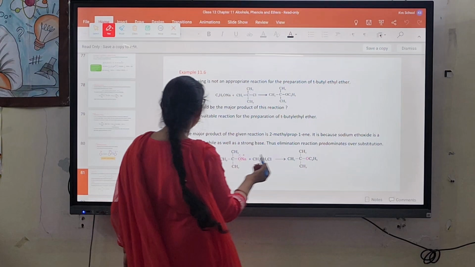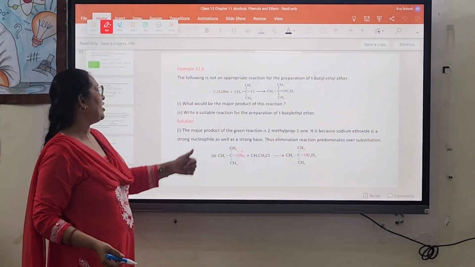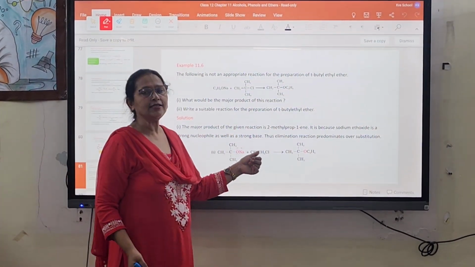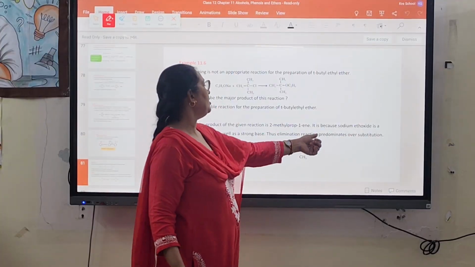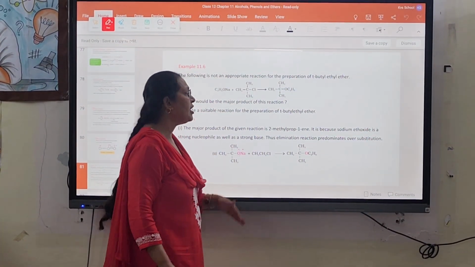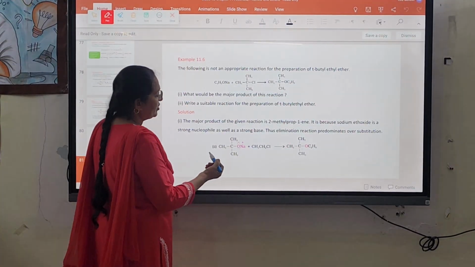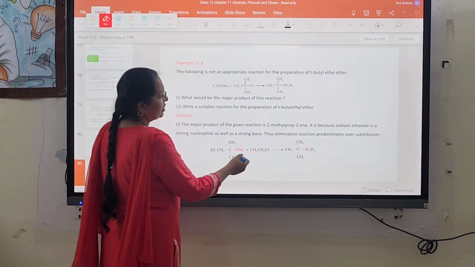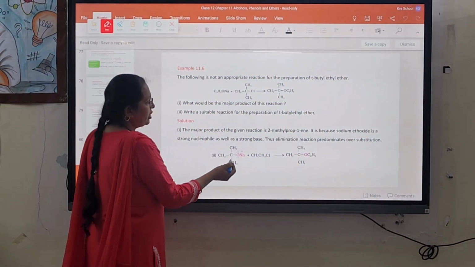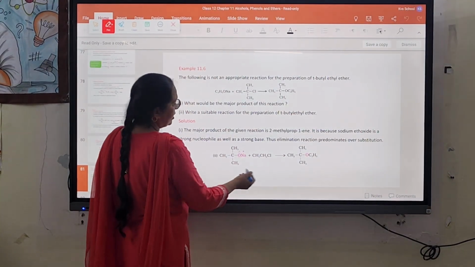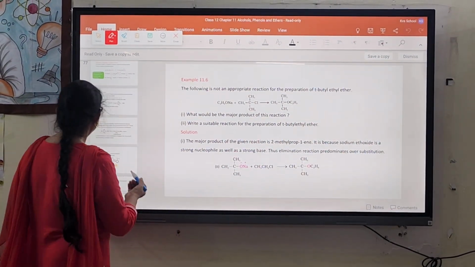because the sodium ethoxide is a strong nucleophile, as well as it acts as a strong base, so the elimination reaction dominates over the substitution, as I already told you in my previous slide. So taking the example, if you want to get the ether, then the reaction may be this type.